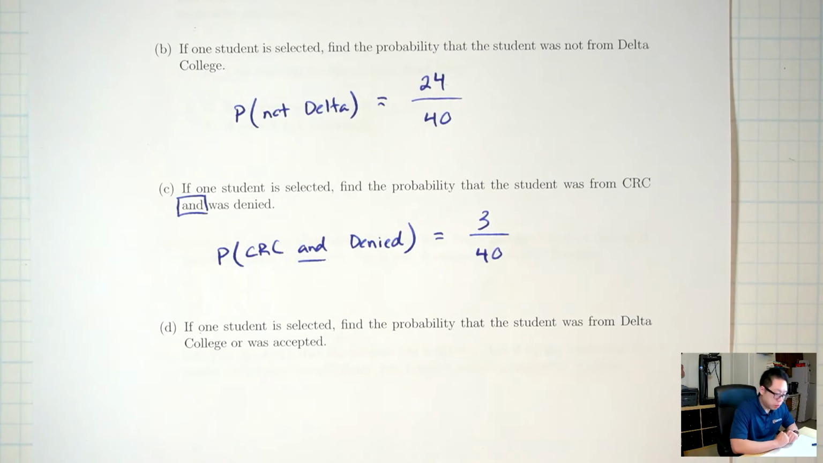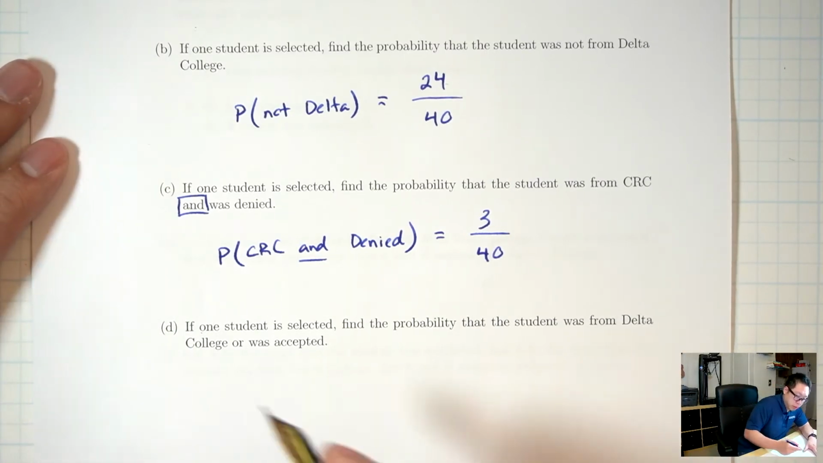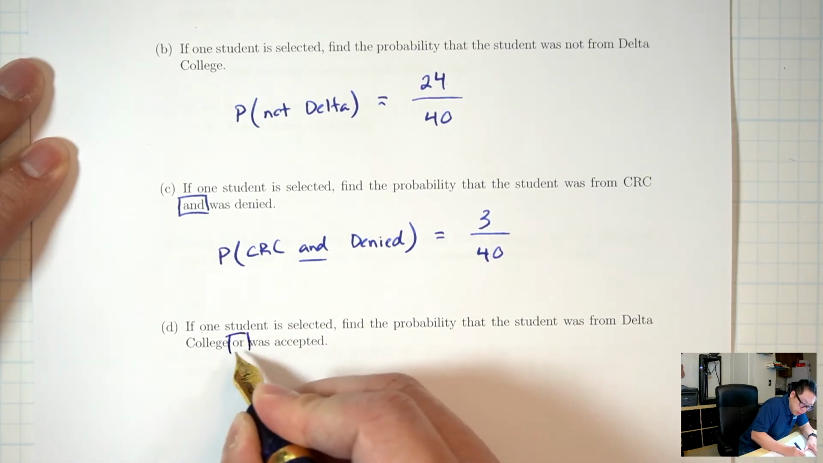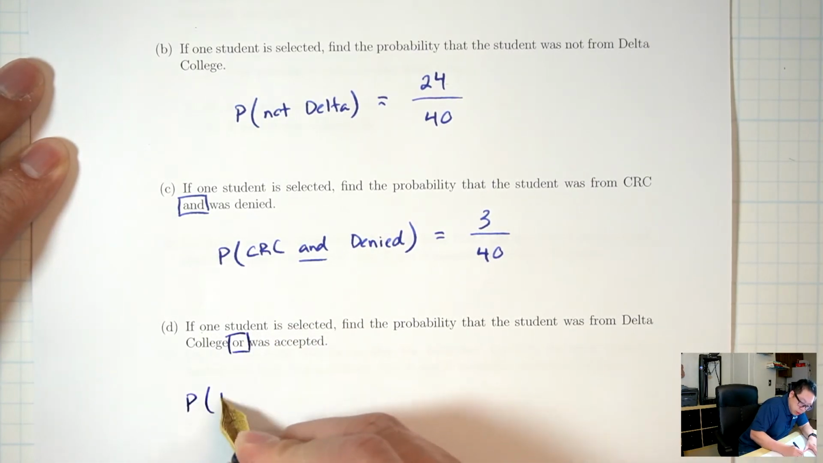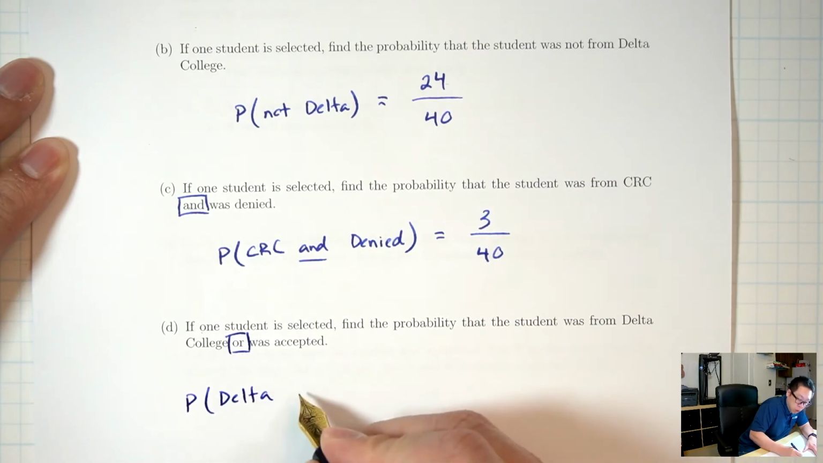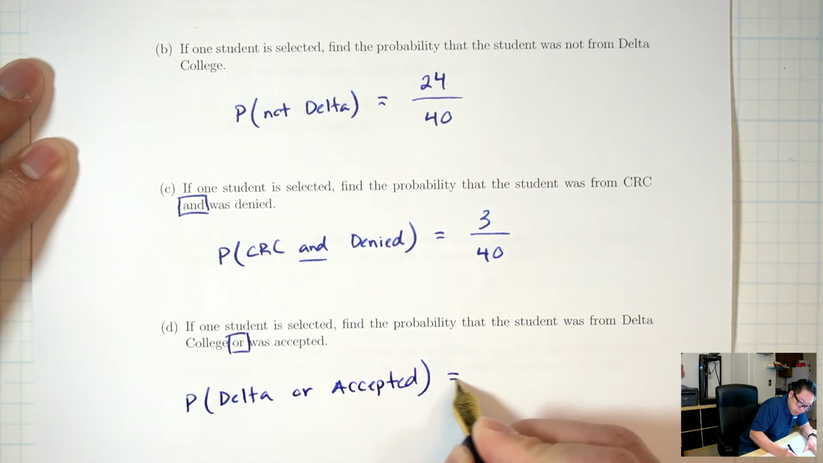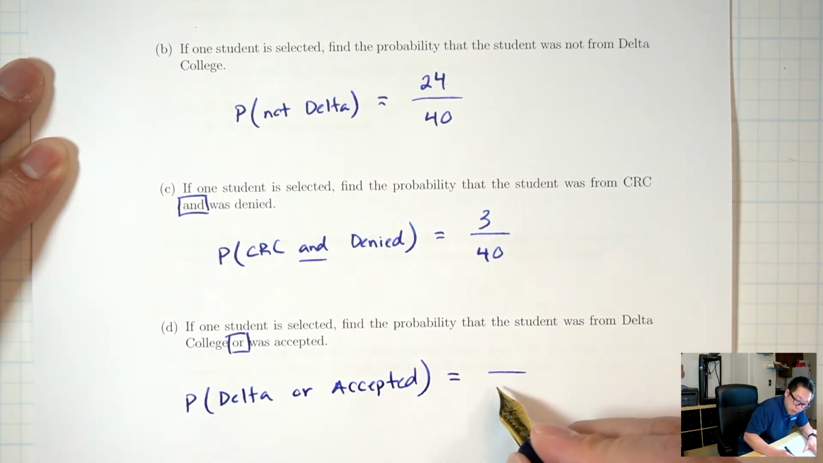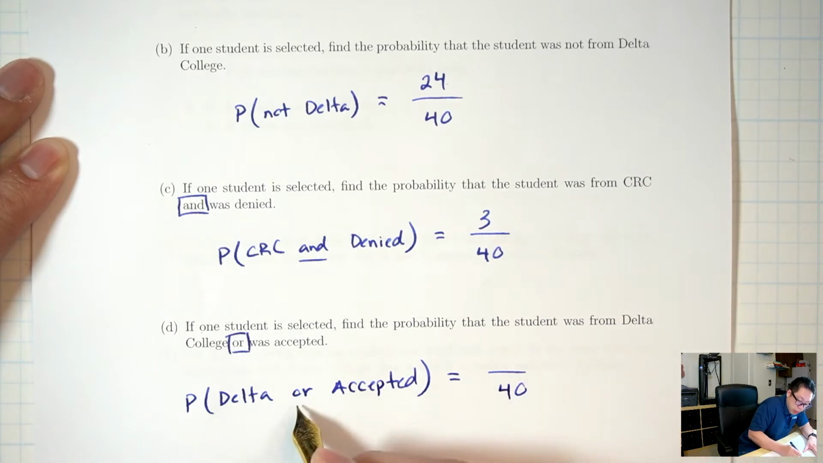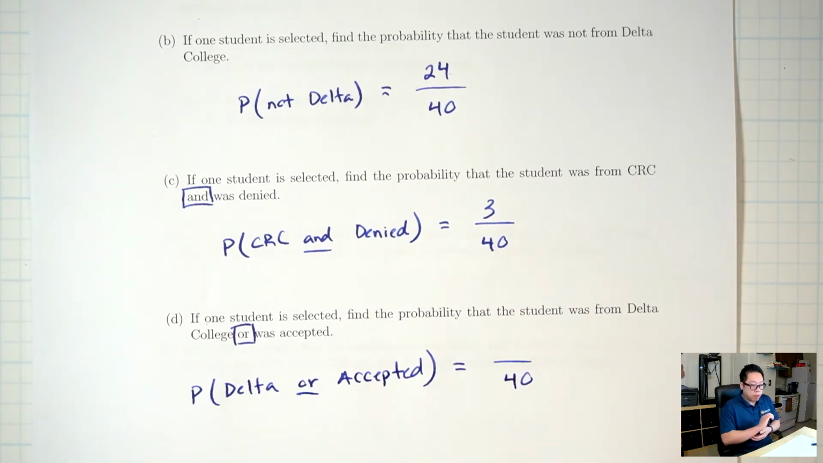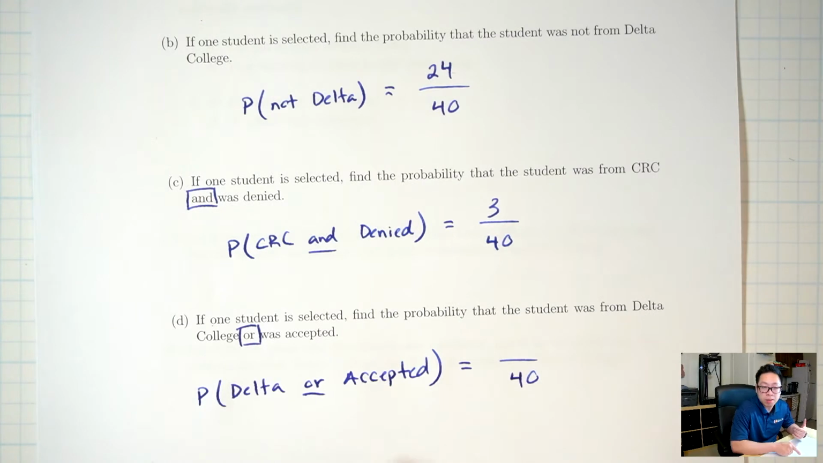Part D, if one student is selected, find the probability that the student was from Delta or was accepted. Here we're talking about the word or. So I want Delta or accepted. The bottom is still going to be the same, everybody, which is 40. The word or means that I'm looking for people who satisfy one or more of these requirements. You don't have to satisfy both. You just have to satisfy one or more.